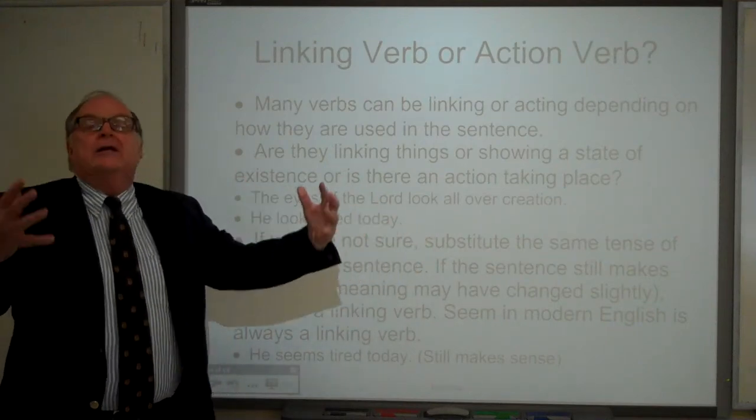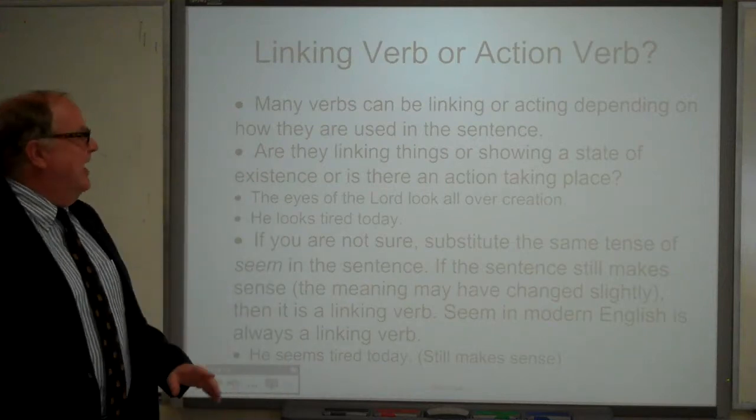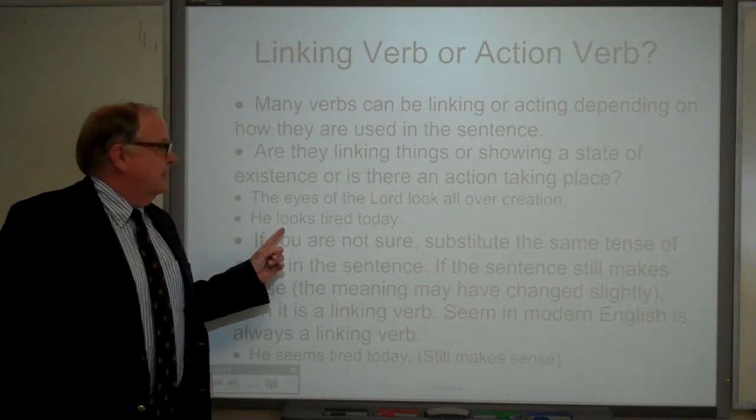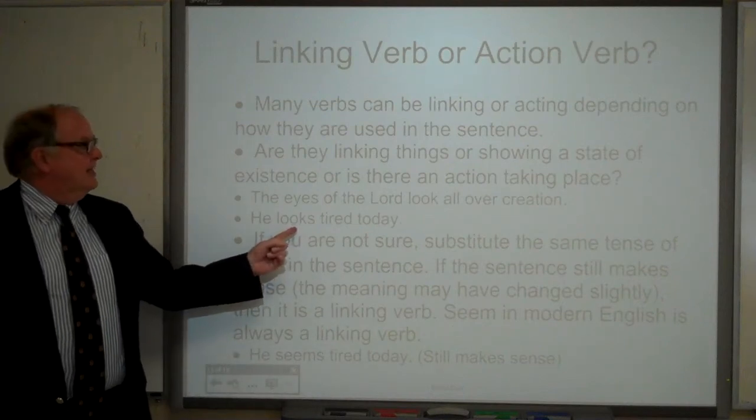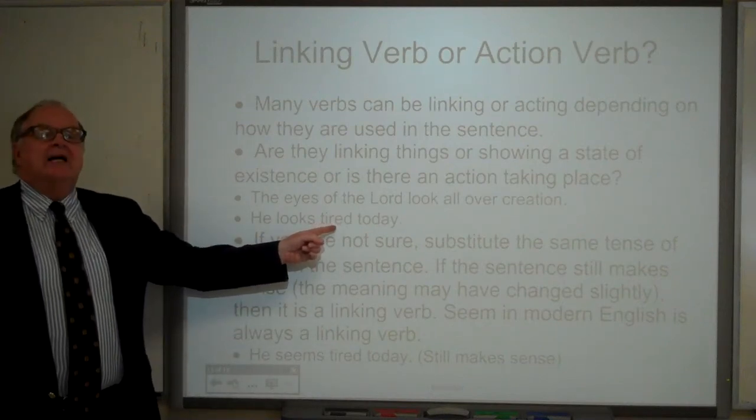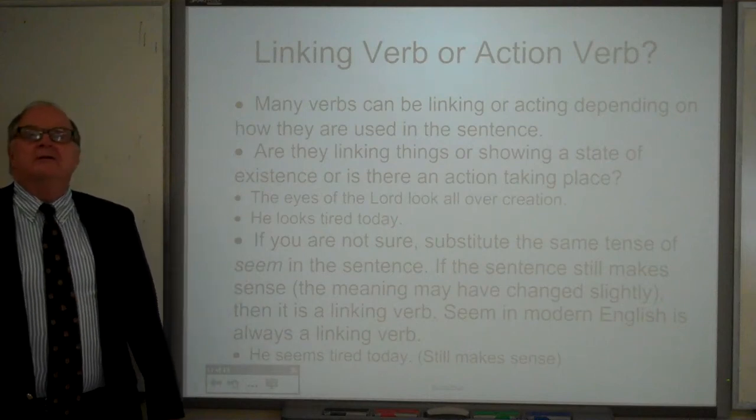God is looking, using his eyes. It's an action. Whereas in this sentence, he looks tired today. In this case, this is a linking verb. It's linking tired with the subject.